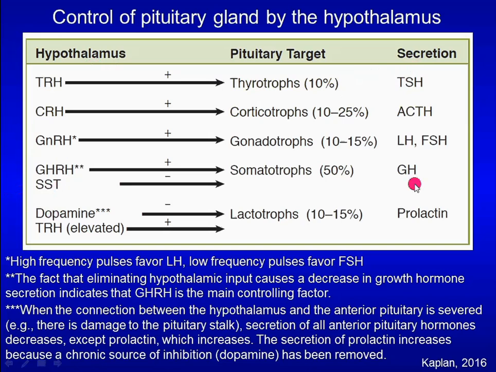Release of growth hormone is stimulated by growth hormone releasing hormone and inhibited by somatostatin. The fact that eliminating hypothalamic input causes a decrease in growth hormone secretion supports growth hormone releasing hormone is the main controlling factor.